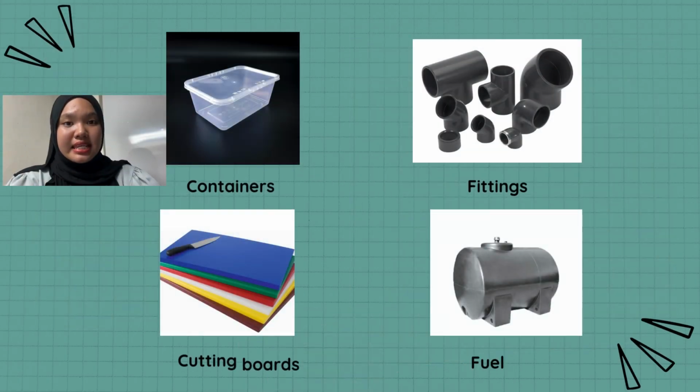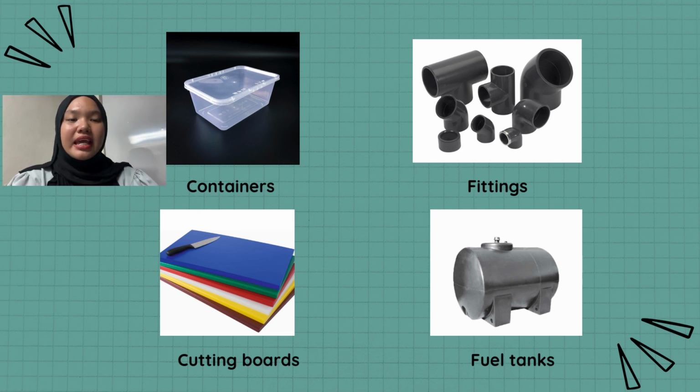As you can see from the left, it is containers. To the right, we can see it is fittings, and the bottom left is cutting boards, and the last one is fuel tanks. That's all for me, thank you.